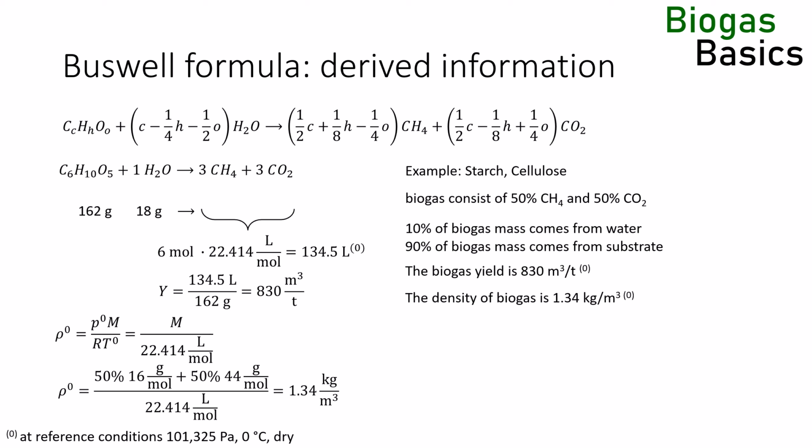Let's recap what we've learned so far. With the Buswell formula, we can calculate the yield, composition, and the density of the created biogas. Further, we can see that the Buswell formula is unambiguous. There is a unique result for yield, composition, and density for a given substrate composition. No process modification, magic powder, or snake oil can change that. So if someone promises yields above the stoichiometric limit, or a certain supplement that increases the methane content of the produced biogas, red flags should be raised.